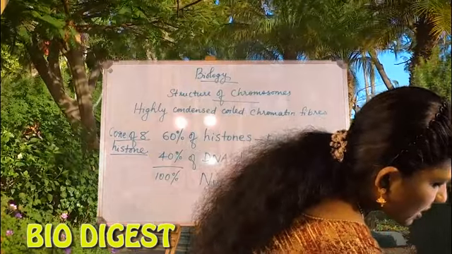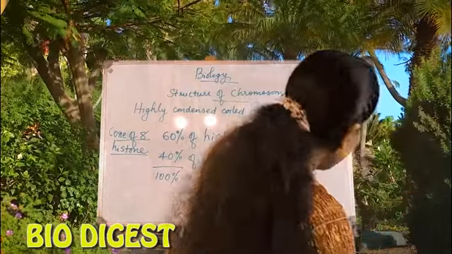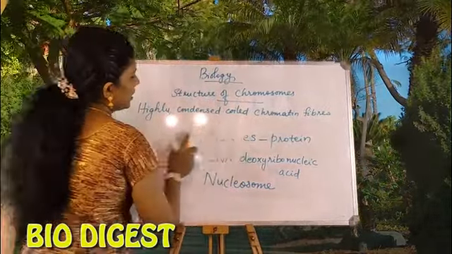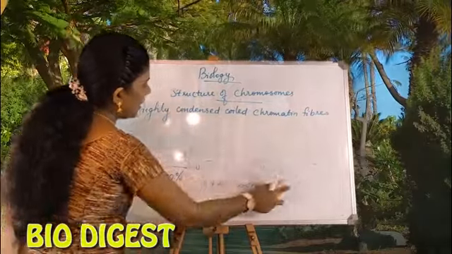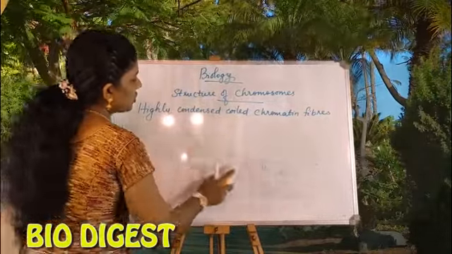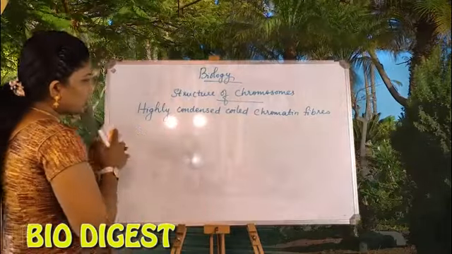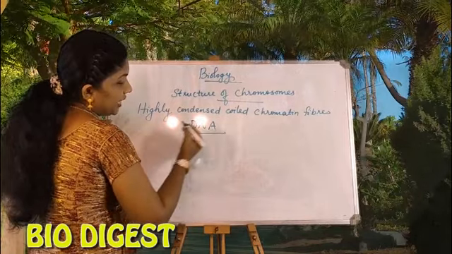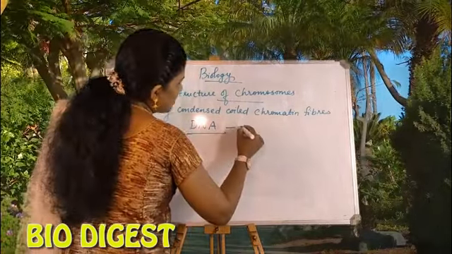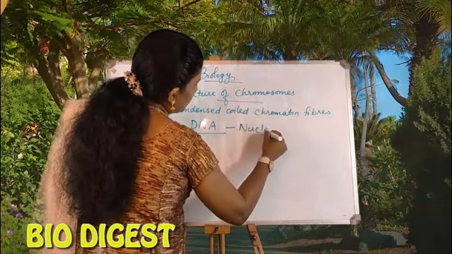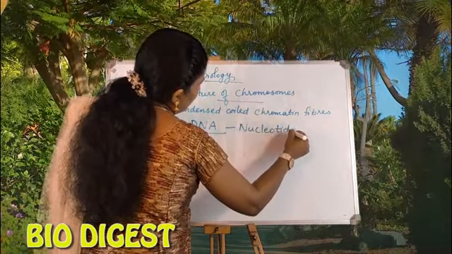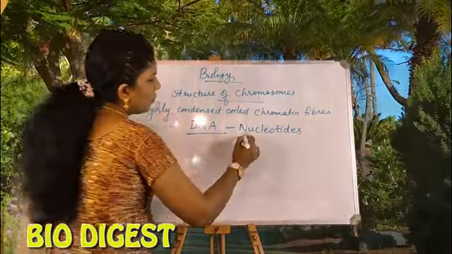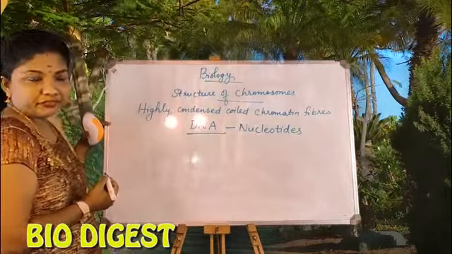Now coming to the structure of DNA. The DNA is actually consisting of nucleotides. Now we are going to learn the structure of DNA. What are the building blocks of DNA, or with which material is DNA actually made up? DNA is made up of several nucleotides. These are the building blocks of DNA. Now what are these nucleotides made up of?